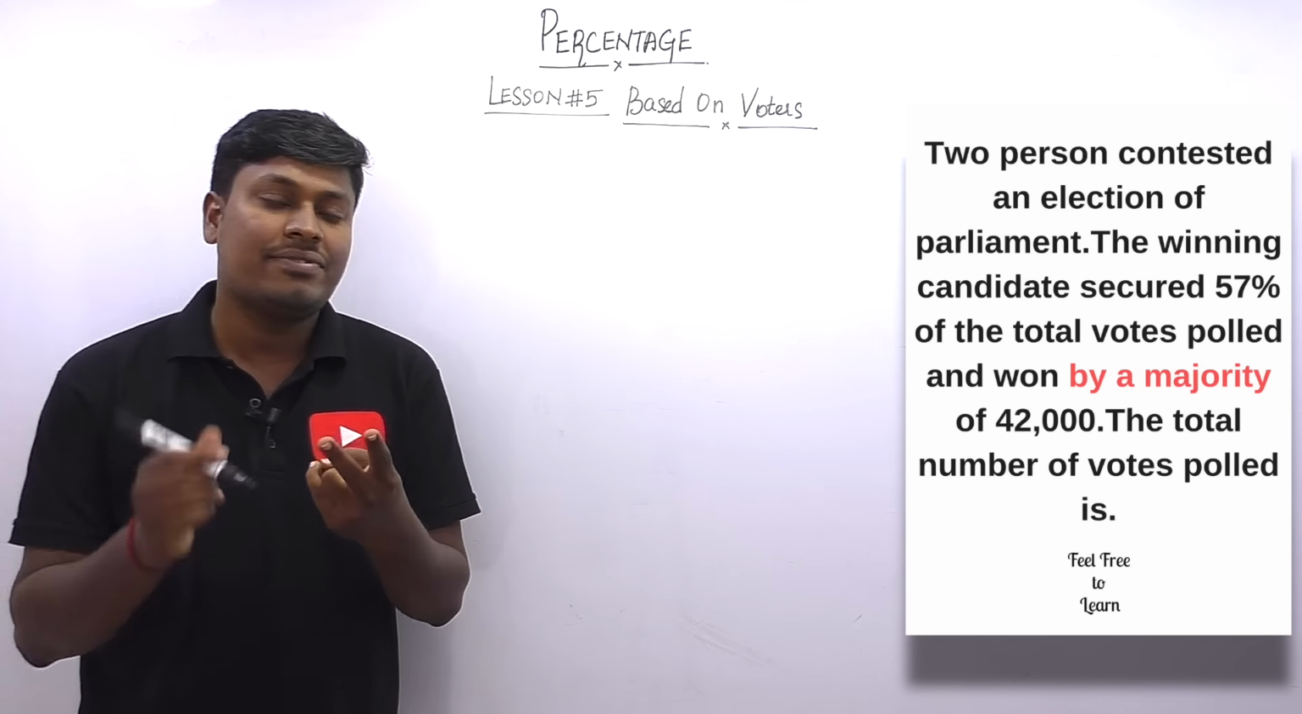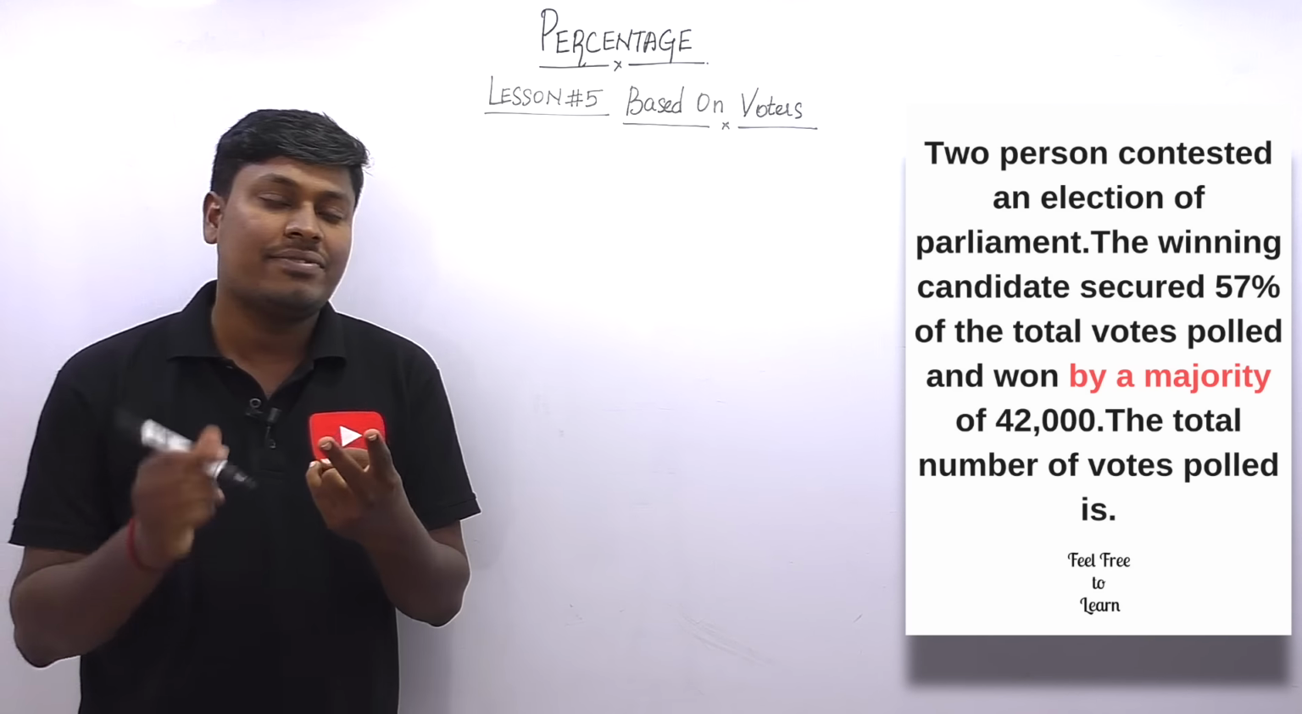So the first value they have given us: the winner got 57%, and won by a majority. Listen to the word carefully, by a majority. What is the meaning of majority? The difference between the winner percentage and the loser percentage is called the majority. So the majority of votes is 42,000. Our target is to find the total number of votes cast.